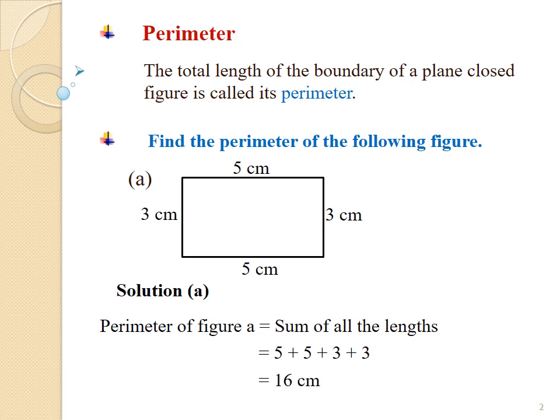So now, let us add all its length. Thus, adding its length such as 5 plus 5 plus 3 plus 3, we get 16. Thus, perimeter of figure A is 16 centimeter.